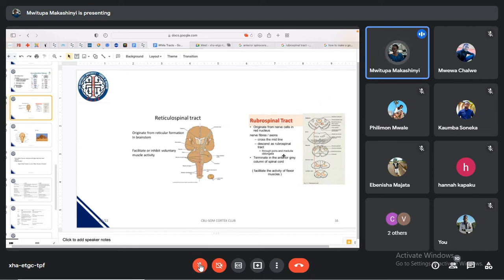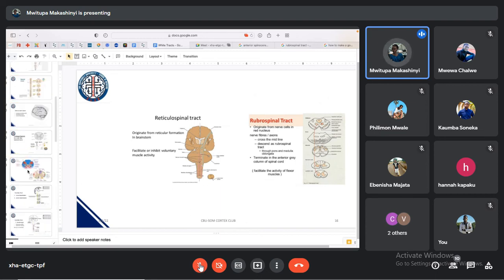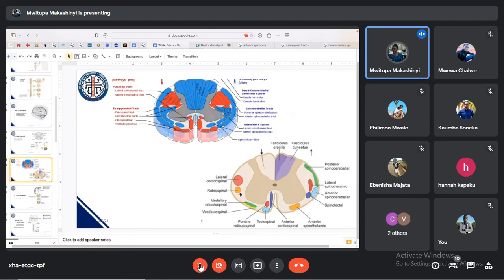And then here's for the extrapyramidal tracts. The 2 main types are the reticulospinal and the tectospinal. So I don't have a diagram of the tectospinal, unfortunately, but here we have the rubrospinal and the reticulospinal.